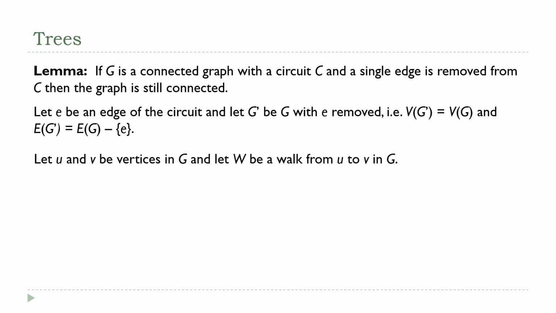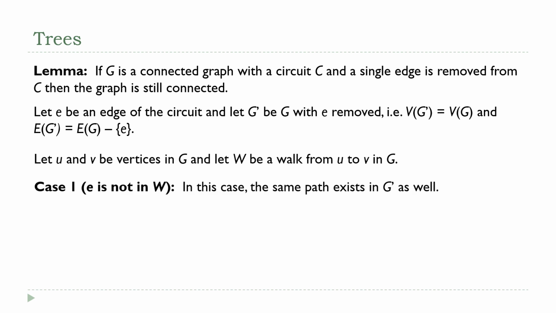Then we have 2 cases here. First, that edge that I took out isn't in that walk. Okay, well then we're fine. Right? Then there is a walk from one of those vertices to the other one. Graph still seems to be connected. The other case, E is in the walk.